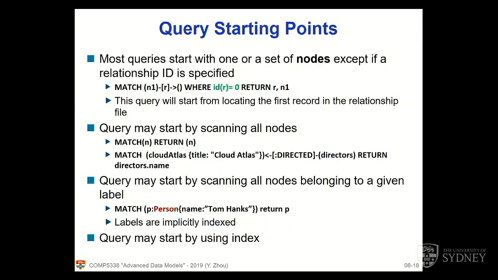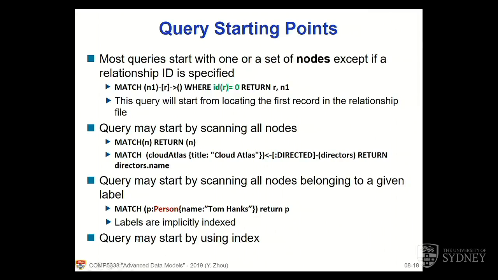It could start by scanning all nodes belonging to a given label, so that will make your starting point much smaller. Like if we say match person with name Tom Hanks and return this. The labels are actually implicitly indexed, so we don't need to check all the nodes. There are so many nodes that don't belong to a person, so we only need to check all the person nodes. There's an index which tells you all the IDs of the node records belonging to the person label.